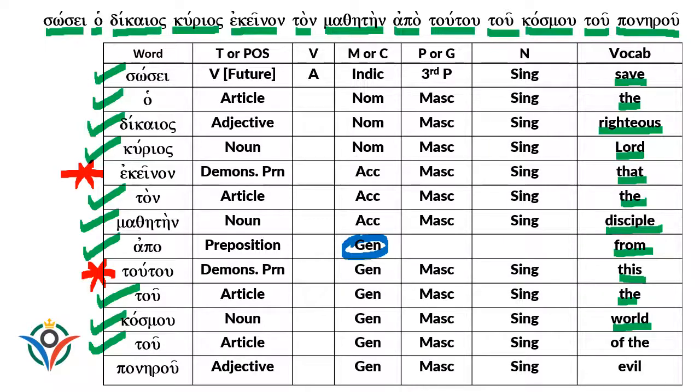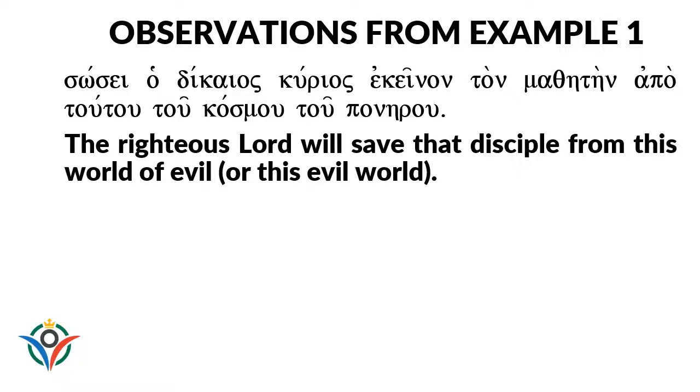And then tu, article, genitive masculine singular, translated as of the. And then paneru, which is also an adjective, genitive masculine singular, which we translate as evil. Right, so now that we have all our parsing information completed, in the next slide, let's do our translation and make some observations regarding this text. So putting all our information together from our parsing sheet, we end up with this translation. The righteous Lord will save that disciple from this world of evil, or alternatively, this evil world.